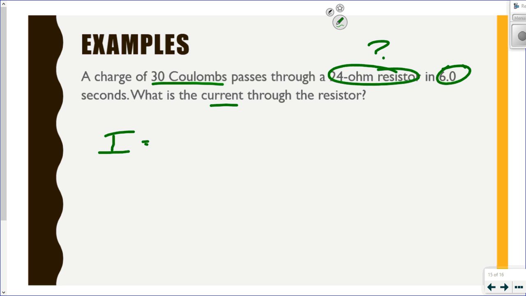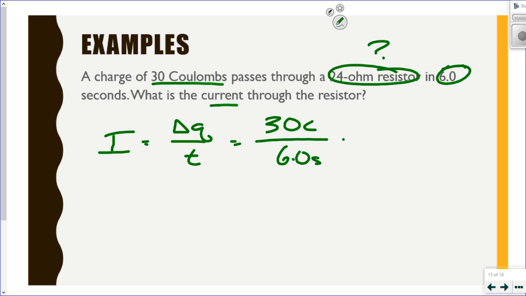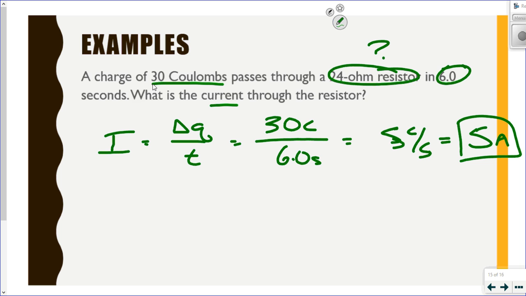So I'm going to set up my equation. I equals the change in Q over time. And I know that our change in Q here is going to be 30 coulombs. And the amount of time is 6.0 seconds. So I do a quick bit of division, and I get, I'm sorry, not 15. That math, 5 coulombs per second, which I know is the same thing as 5 amps. And that will give you my current.